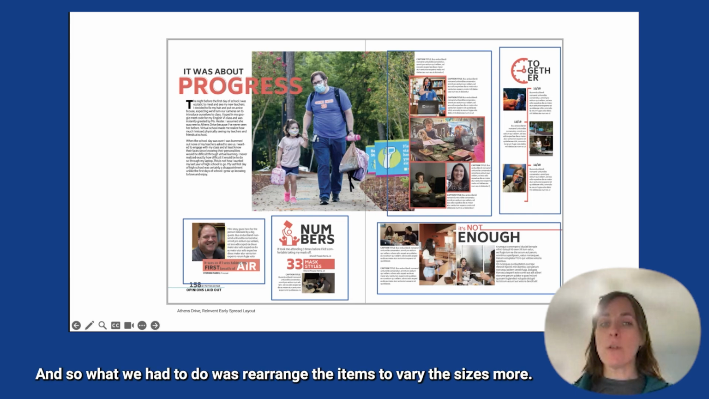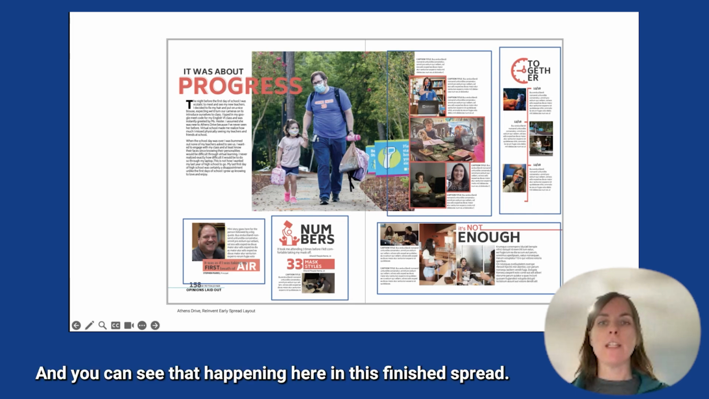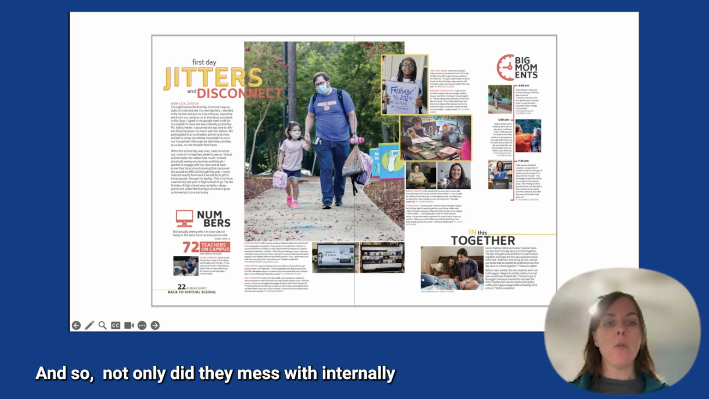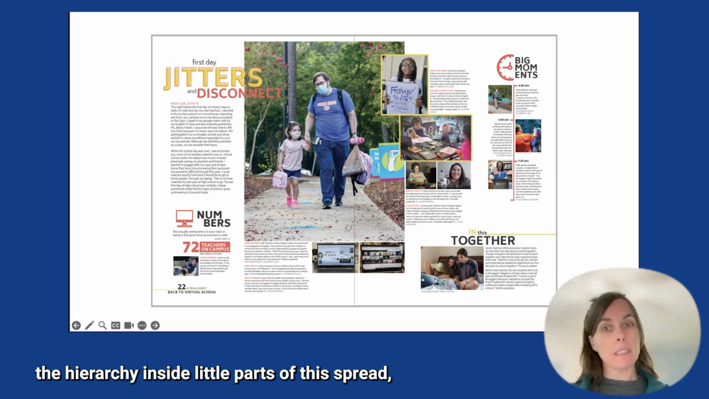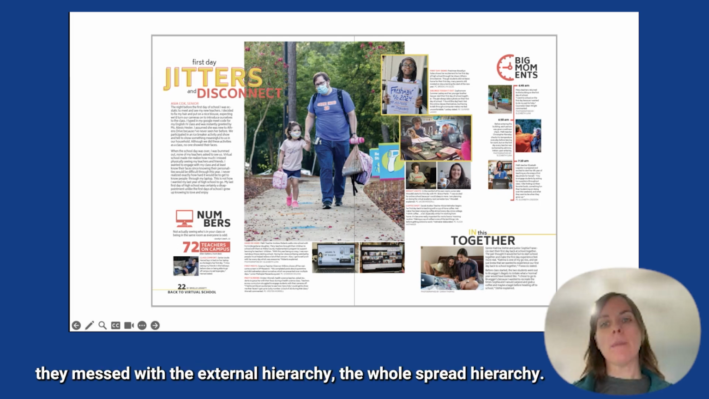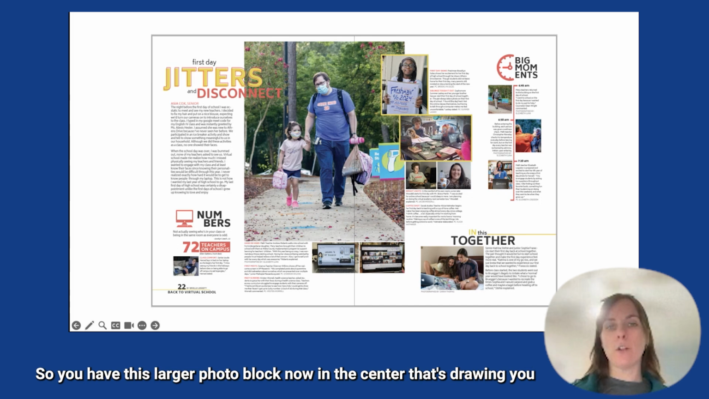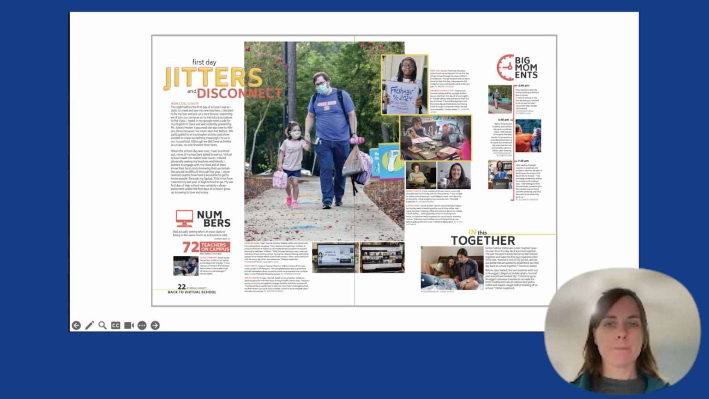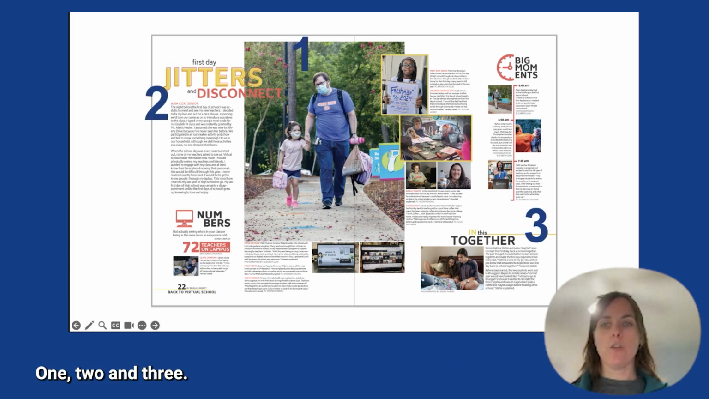And so what we had to do was rearrange the items to vary the sizes more. And you can see that happening here in this finished spread. And so not only did they mess with internally the hierarchy inside little parts of this spread, they messed with the external hierarchy, the whole spread hierarchy. So you have this larger photo block now in the center that's drawing you into the spread and then leading you to these different mods. 1, 2, and 3.